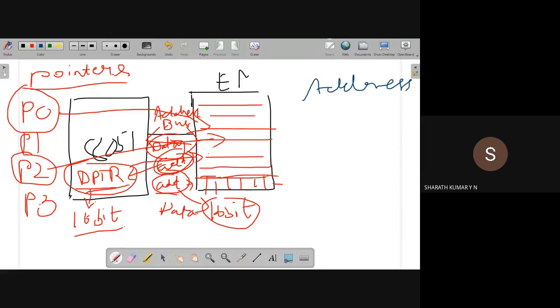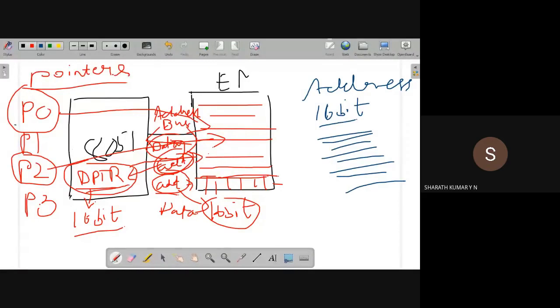Address size is 16 bit. That means we need 16 parallel lines to carry the address. Since it requires 16 address lines, one port is not sufficient. Why? Because one port has only 8 bits. One port carries only 8 lines.